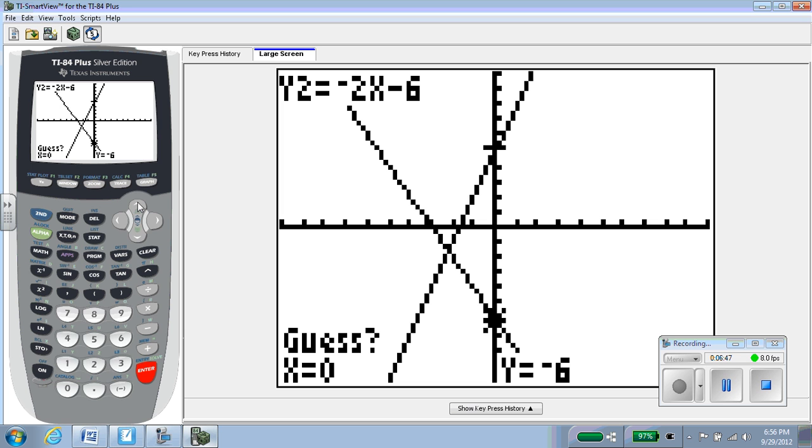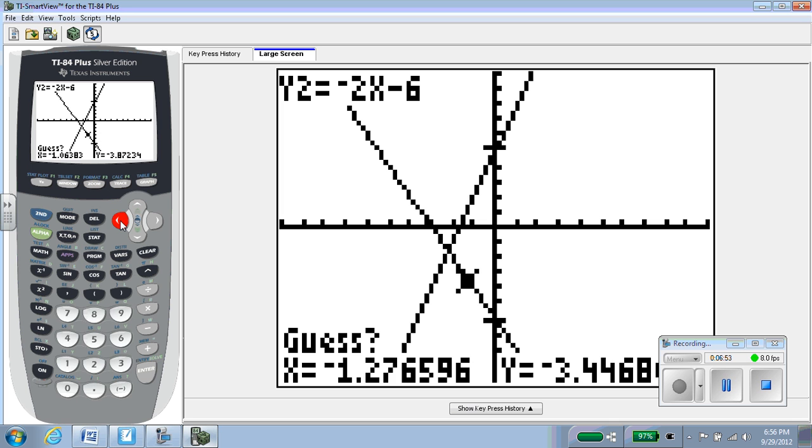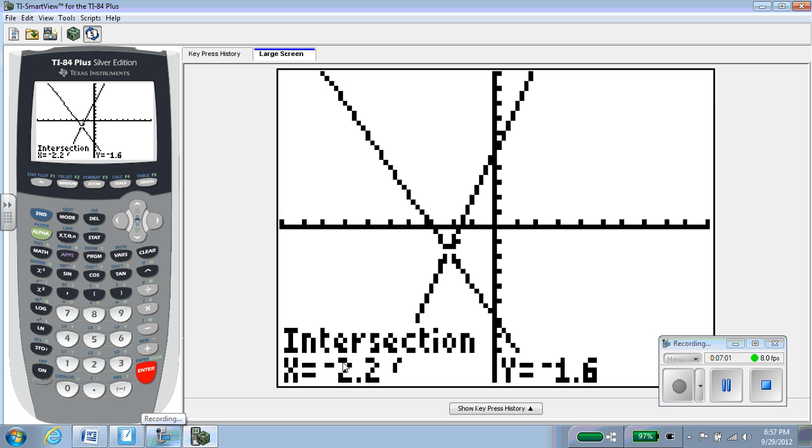Now you may want to hit the up arrow, but actually it's just the left and right arrows that will move you left and right. So use your left and right arrows to get close. That's my guess. And it says the actual intersection is at x equals negative 2.2, y equals negative 1.6. And there we have it.